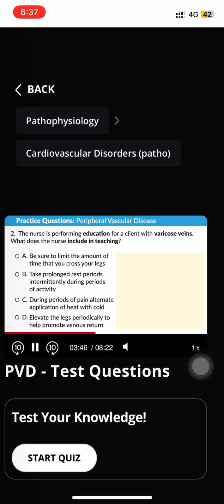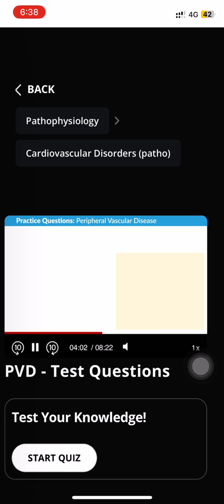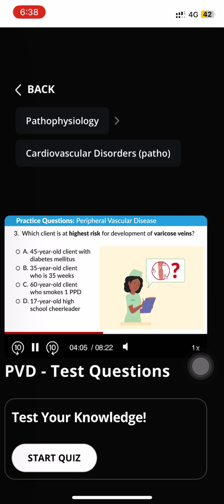Now, option D has the V's. Elevate the legs periodically to help promote the venous return. Yes, just follow the V's here. Elevate the legs with PVD to get that fluid drained back to the heart. Now, moving on to question 3. Which client is at highest risk for the development of varicose veins? So once again, pause your screen and try your best to answer this question.